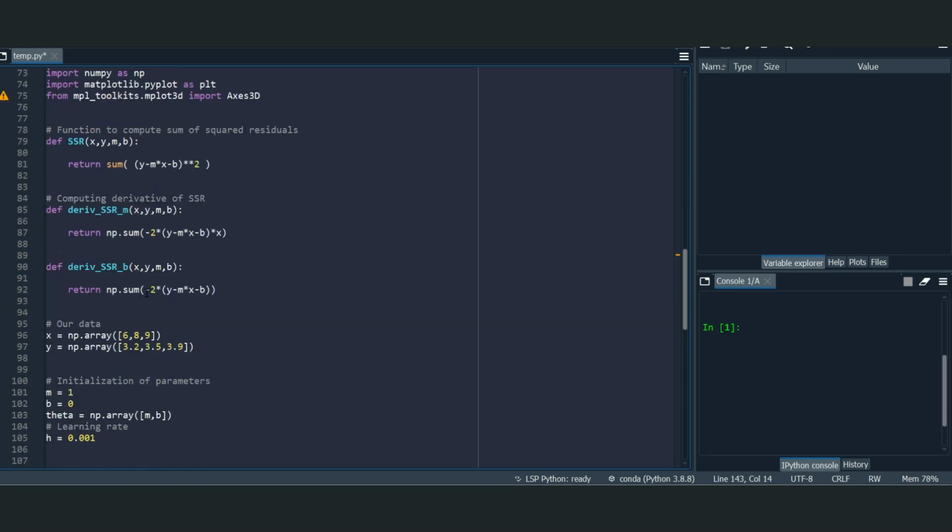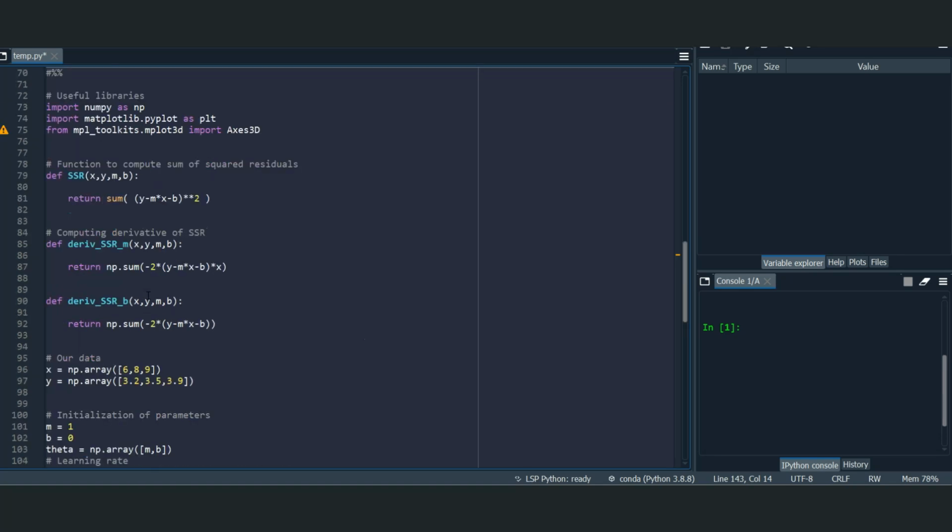So let's go ahead and take a look at the Python execution of this. It's going to look a lot like the original code for just estimating one parameter. I'm also going to import the capability of plotting 3D, and have our SSR function. We now have two derivatives: the derivative with respect to m and the derivative with respect to b. Probably could have just called them dm and db to keep it simple, but it's already in here.